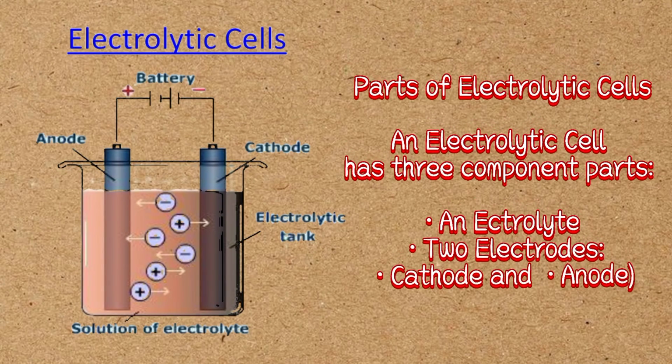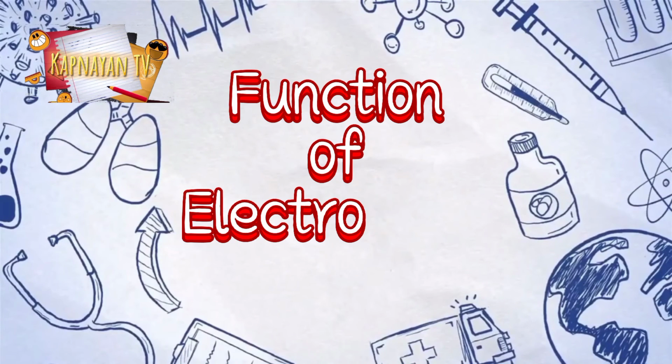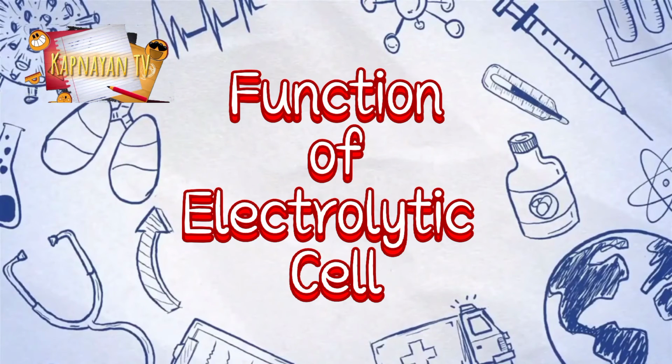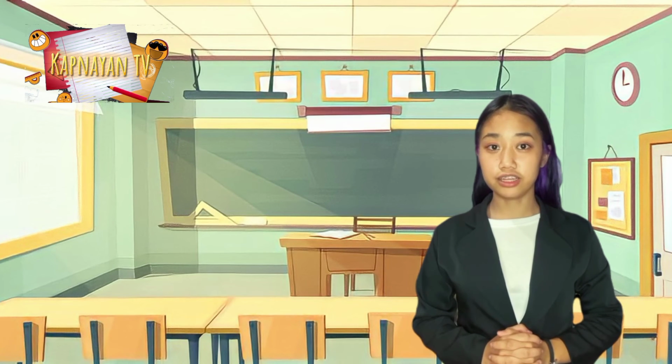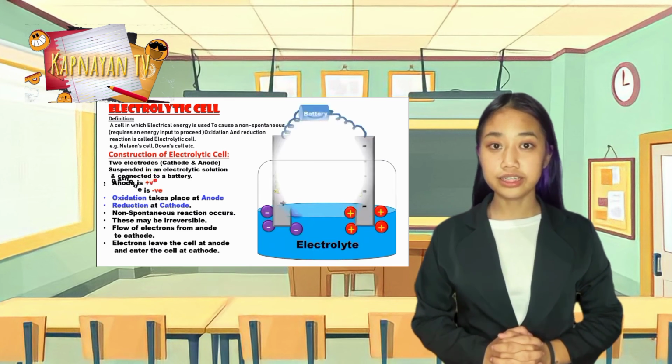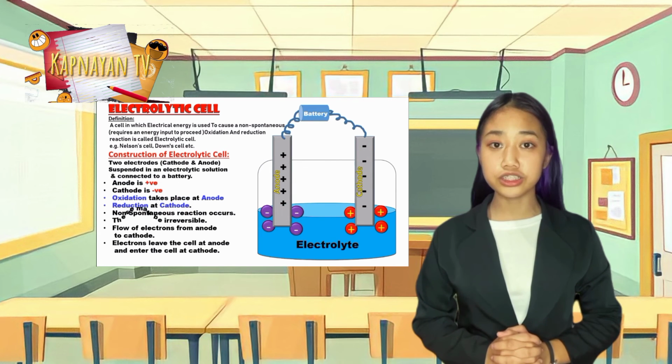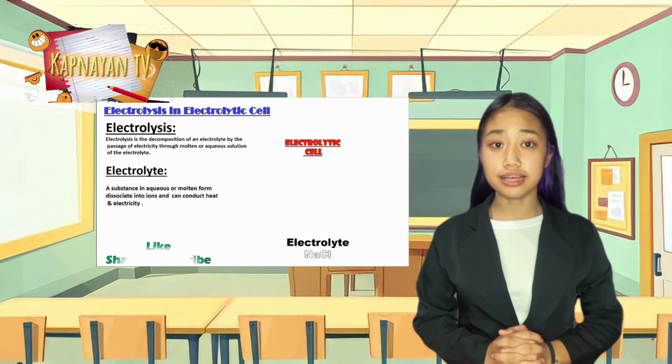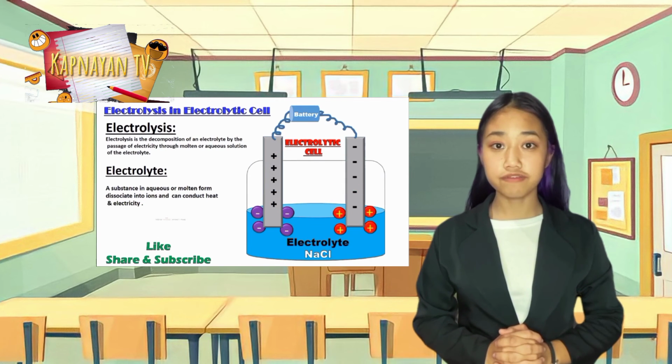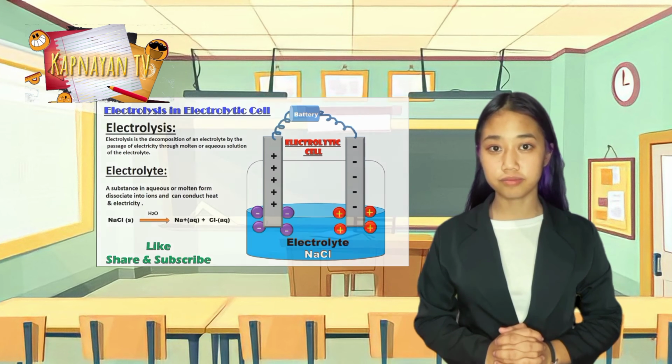Parts of electrolytic cells. An electrolytic cell has three component parts: an electrolyte and two electrodes, a cathode and an anode. Function of electrolytic cells. Electrolytic cells convert electrical energy into chemical potential energy. The process is known as electrolysis. The purpose of this is usually to convert reactants into more useful products.